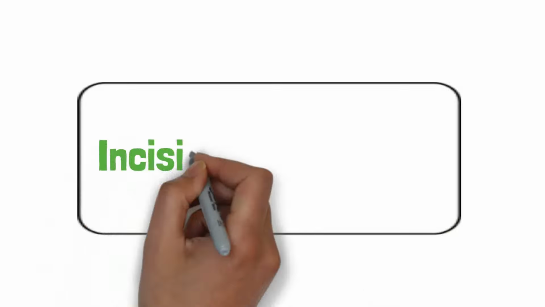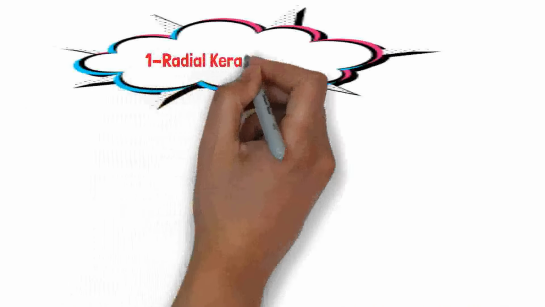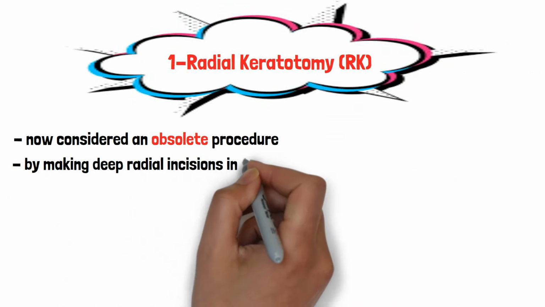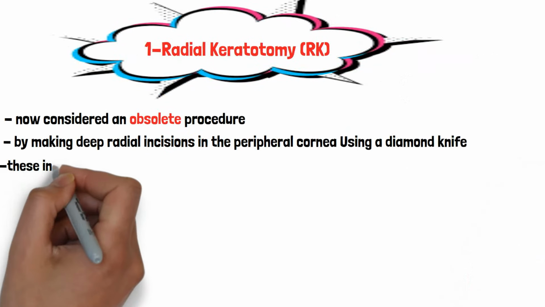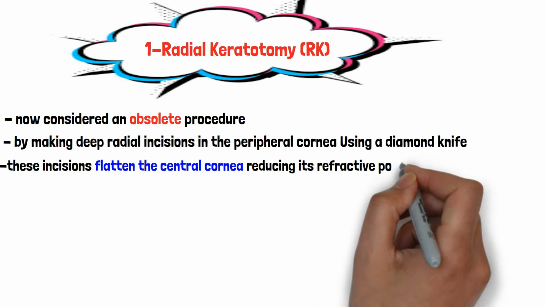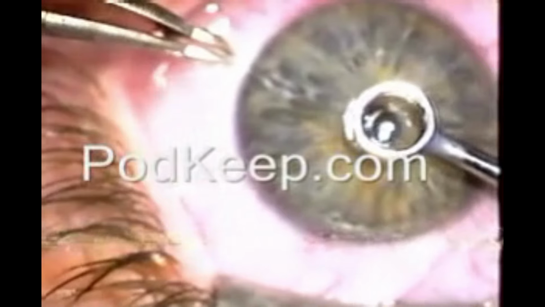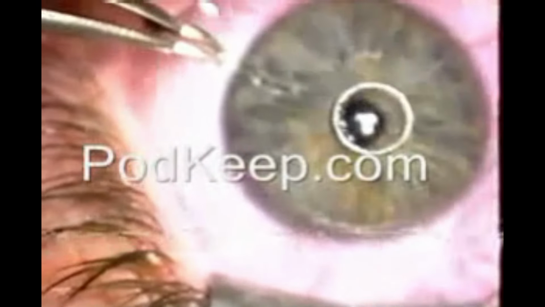1. Incisional procedures. The first of these, radial keratotomy, or RK, is now largely obsolete. In this technique, deep radial incisions were made in the peripheral cornea using a diamond knife. These incisions cause the central cornea to flatten, reducing its refractive power and correcting myopia. Sorry about the quality of the video, but it is the only video available for this procedure.